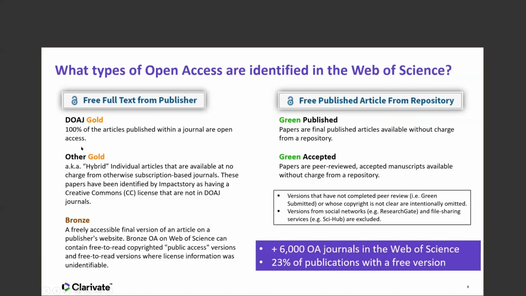The most renowned one is the DOAJ, Gold DOAJ. Those are articles coming from the Directory of Open Access Journals. So those ones, absolutely no misunderstanding, 100% open access. But we also have hybrid journals with some of their content that is in open access with a Creative Commons license. In this case, they are classified as other gold.